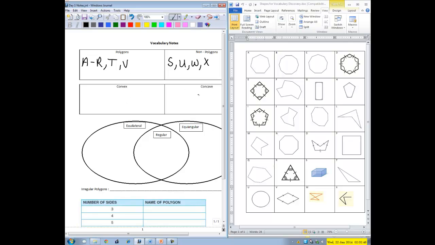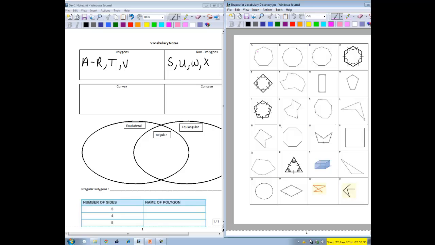There's a difference between convex and concave. Let's do convex first. Convex basically means that it points out, so all the sides point out. You see how all of our corners point out like an arrow. That makes it convex. So A is convex, B is convex, C is convex, D is convex, and E is convex. So A through E are all convex.